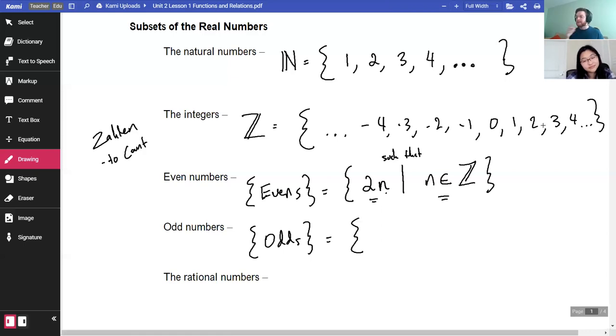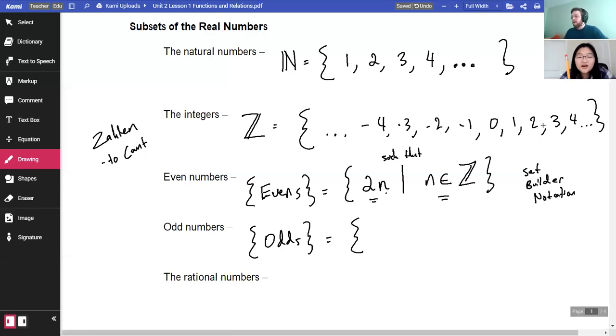How can we define this in a similar way in what we call set builder notation? We call it set builder because we're building a set with some sort of notation. It's good for infinite sets. All right, how can we use set builder notation to describe the odd numbers?